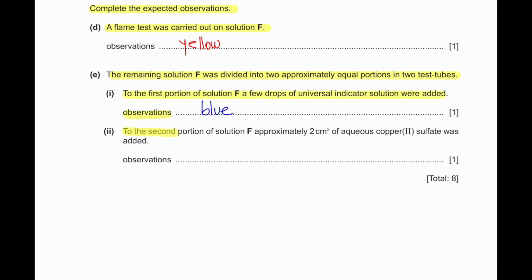Part 2. To the second portion of solution F, approximately 2 cm cube of aqueous copper(II) sulfate was added. Observation. Now to the second portion, if we add copper(II) sulfate, we know that sodium hydroxide will cause the copper(II) ions to form a blue precipitate. Copper(II) ions react with sodium hydroxide to produce a blue precipitate, and it is insoluble in excess. So our answer will be blue precipitate. We can say blue PPT.